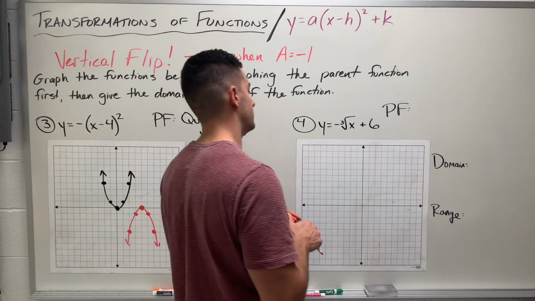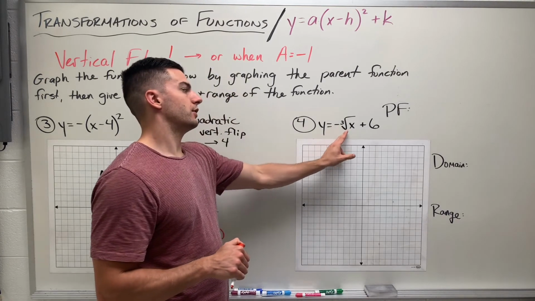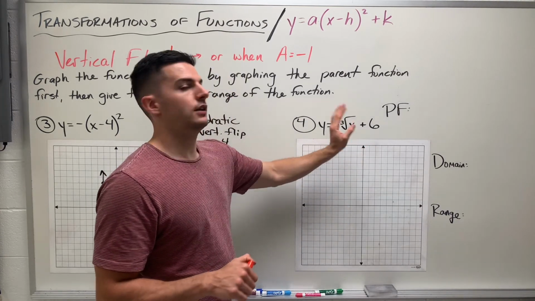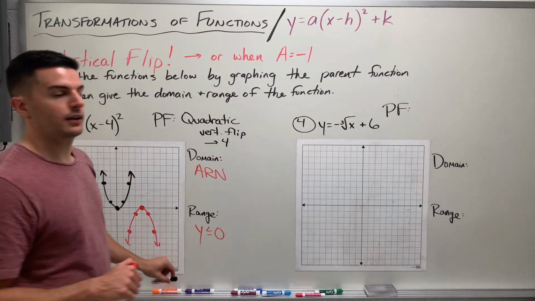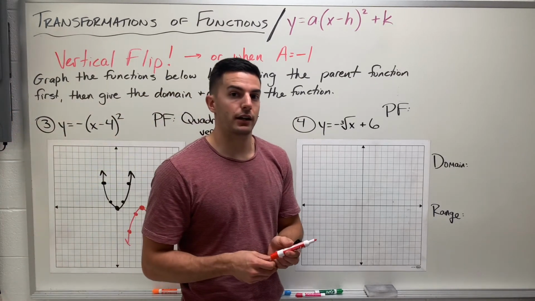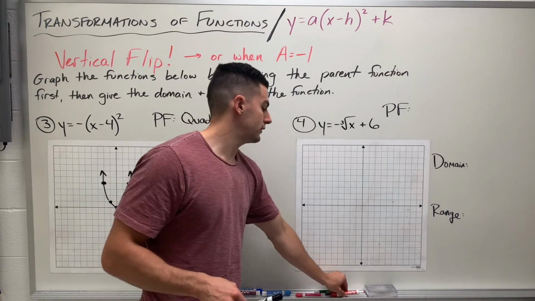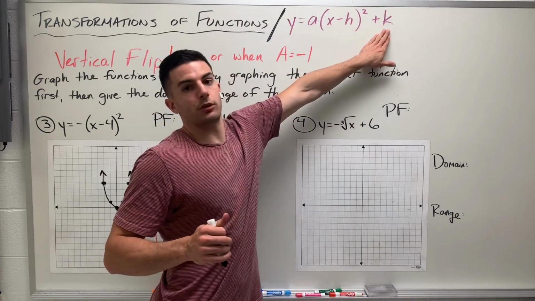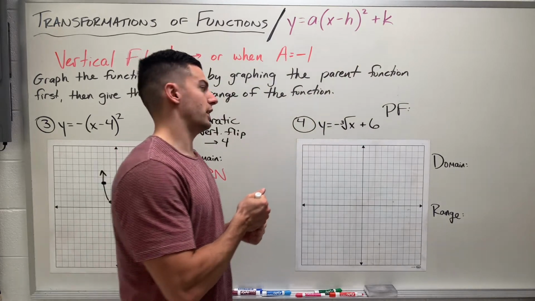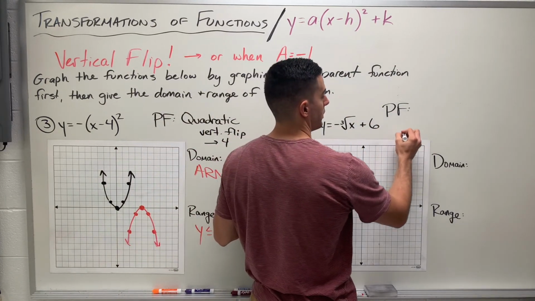Number 4, looking at this guy, y equals the negative cube root of x plus 6. Okay, and notice where that plus 6 is. That plus 6 is not in the radical, okay? So what is that plus 6 telling us? That plus 6 is telling us a vertical shift, okay? That's a plus k, that's a k value. So that would denote a vertical shift of up 6.